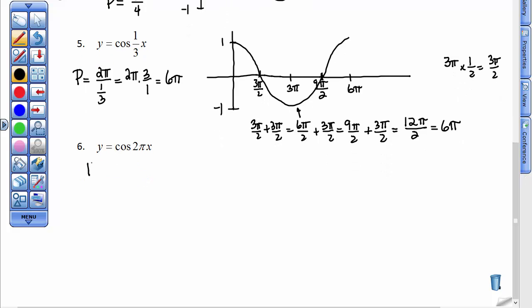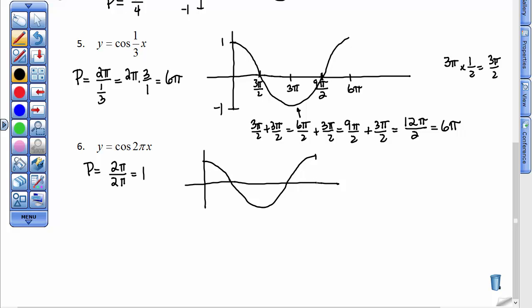So period here is 2 pi divided by 2 pi, because that's the coefficient in front of x. So it's 1. No fractions in this problem. This one's really simple. So the period for this cosine curve is 1. It starts up right here, crosses the x-axis, goes below, and this is where it finishes. This is where it will start to repeat again. So it'll go off and repeat again. So this is the period.